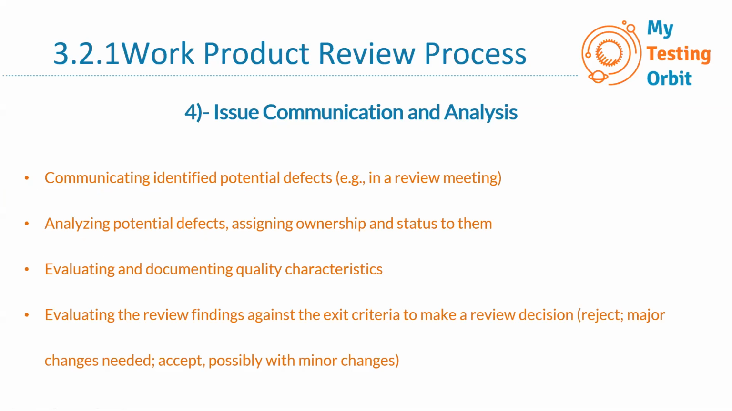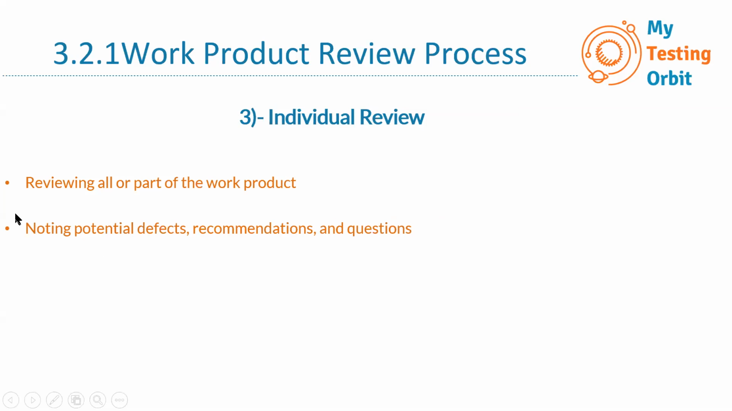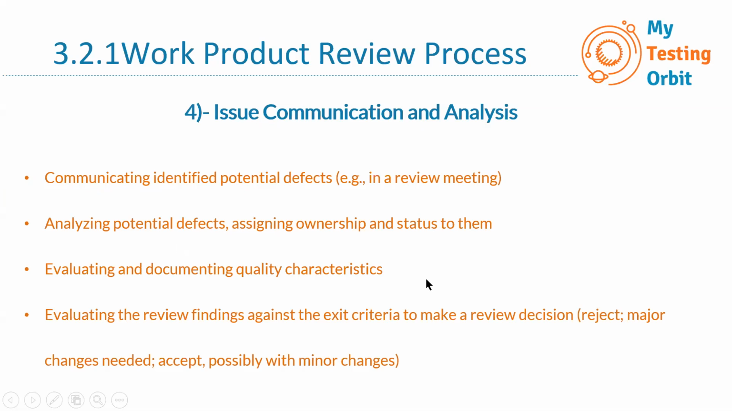Next is issue communication and analysis. In the last one, we read that if there are any defects, then those will be noted. And if there are any questions, of course, those will be noted as well. So over here now, all those noted defects, questions, recommendations, etc., are now being communicated. So communicating identified potential defects, for example, in a review meeting. After the review is done, there will be a review meeting in which all the defects or questions are communicated, and then analysis is done.